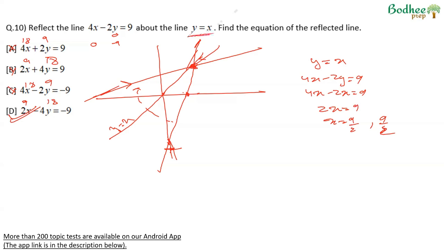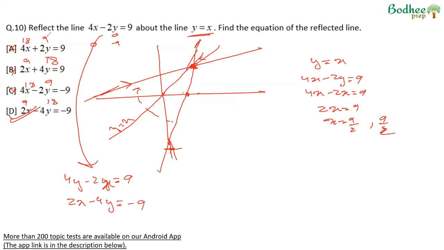Or, since I am taking the reflection about y is equal to x, what I can do is in the original equation, interchange x and y. So x becomes y and y becomes x. And therefore the equation becomes 2x minus 4y is equal to minus 9.